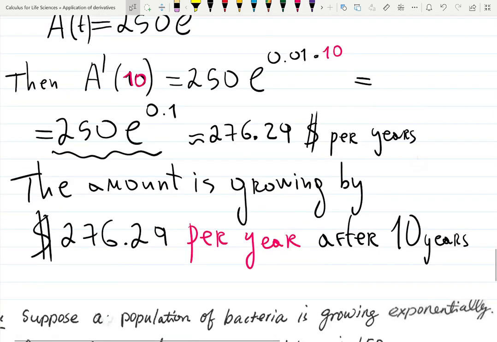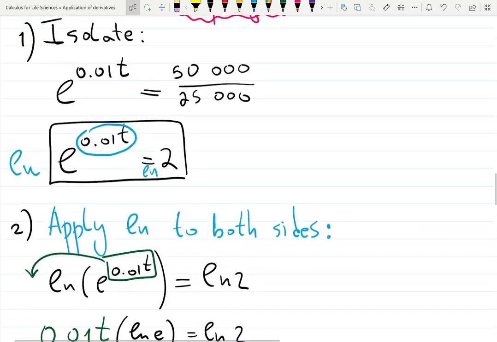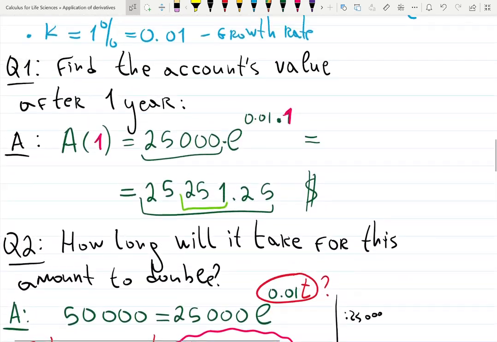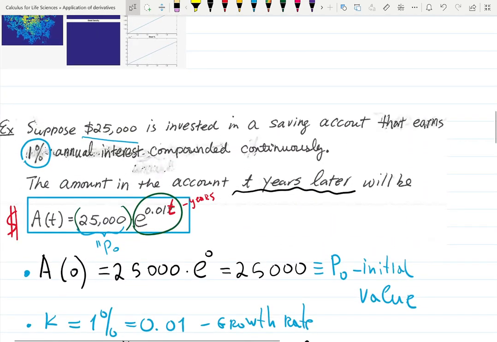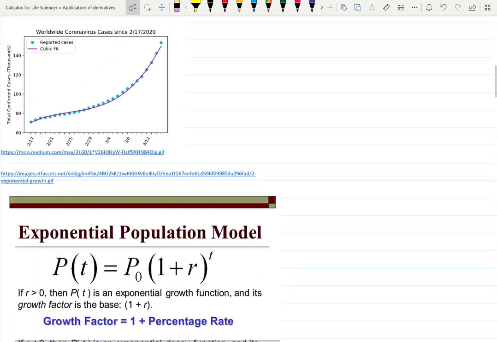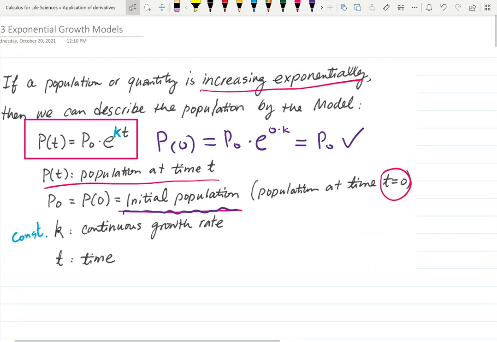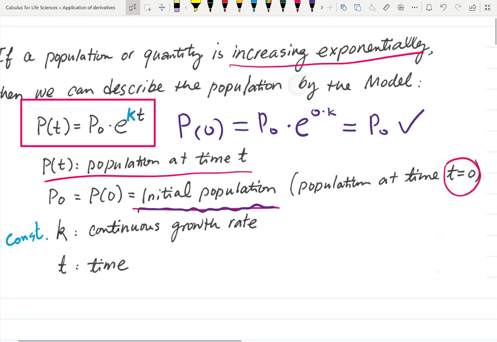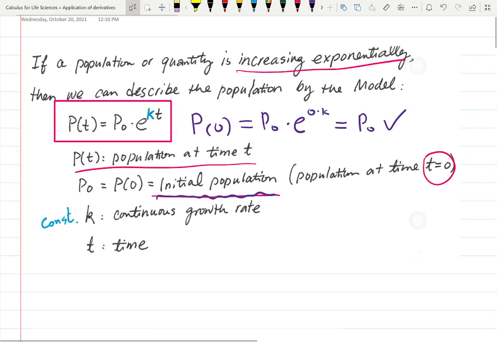Last time we did one problem on exponential functions, and then you had one more in your quiz, but last time we actually learned what it means to have exponential growth or decay. It looks like this: P equals initial value P0 times the exponential function with K.